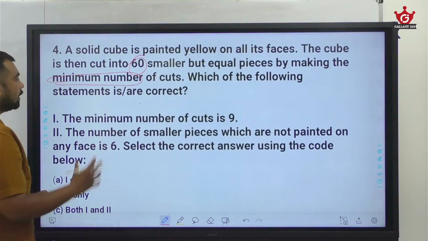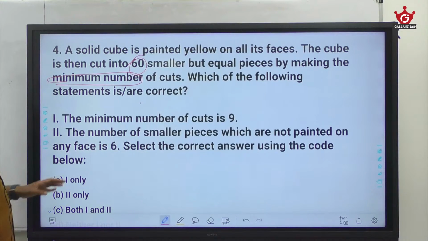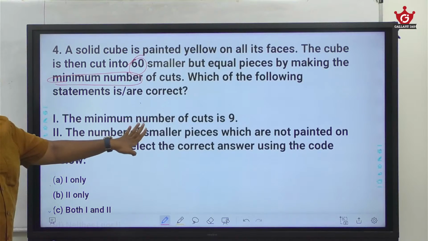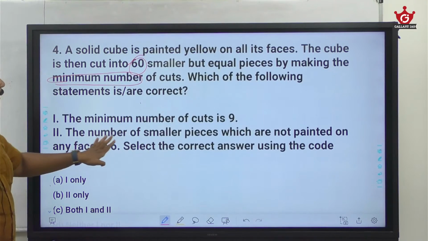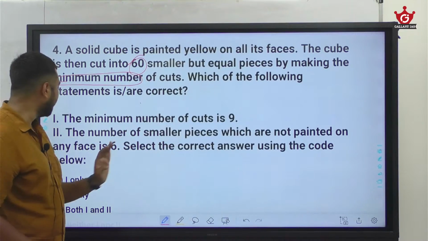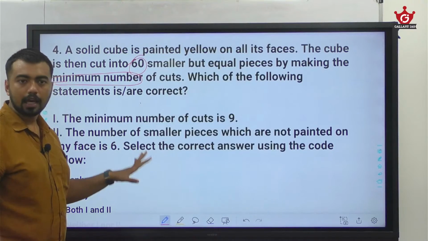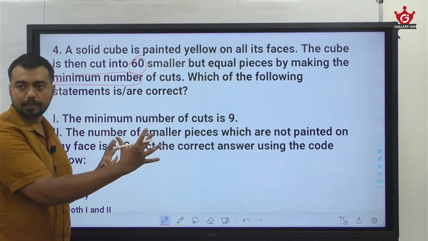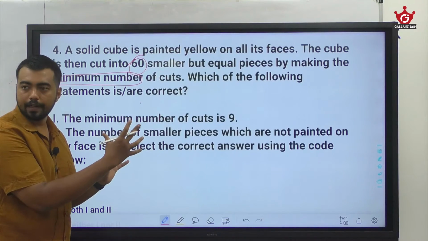Which of the following statements are correct? Okay, the minimum number of cuts is 9. We need to verify if these statements are true. And the number of smaller pieces which are not painted on any face is 6. I'll explain this to you in detail, but let's first establish the information that is already given here.